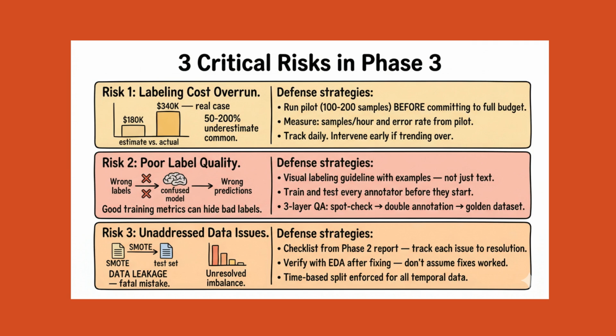A model trained on wrong labels learns wrong patterns. The failure is subtle. Good training metrics hide the contamination. Then production fails. Root causes: vague guidelines, undertrained annotators, no QA process. Defense: build the labeling guideline before any annotation begins, with visual examples, not just text.